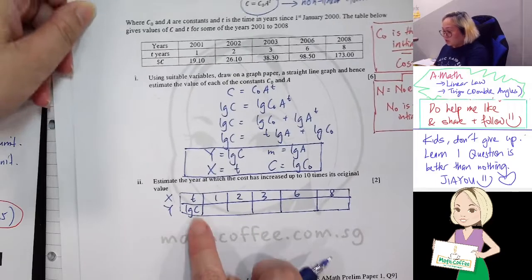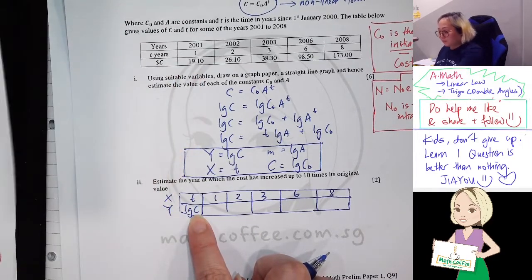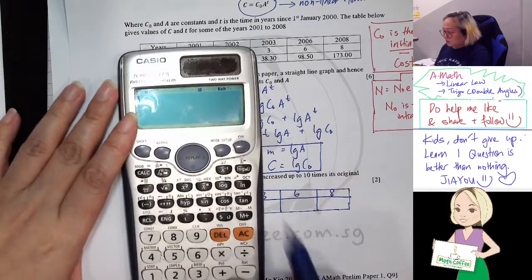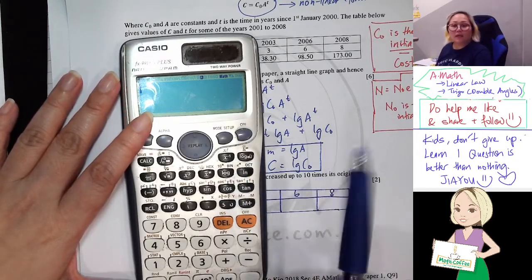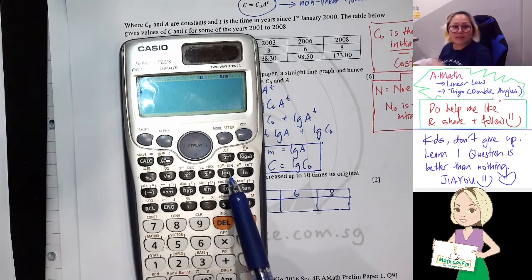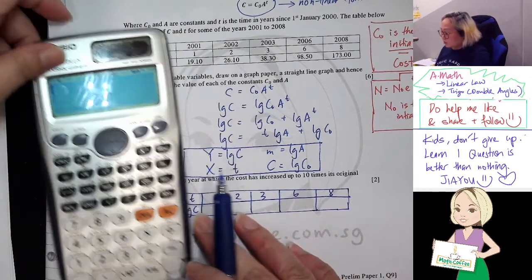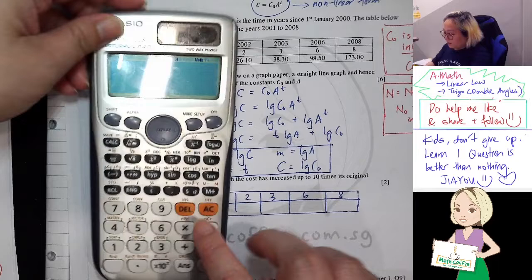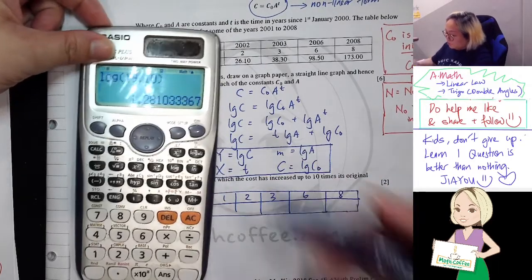So log C is just using this 19.10. Take note, on the calculator, log represents log base 10. So you must know this. Those who already know logarithm, you should know. ln is base e. Now I'm using log, so I'm going to key in log 19.1. Log 19.1, I will get 1.28.